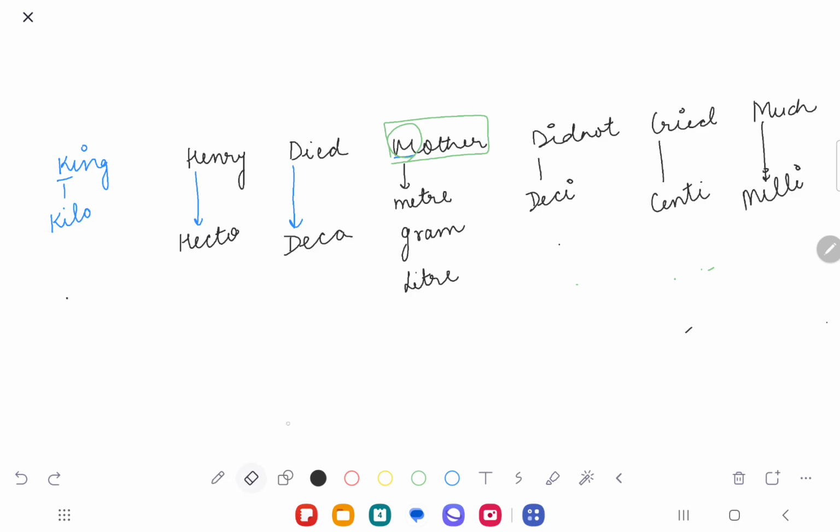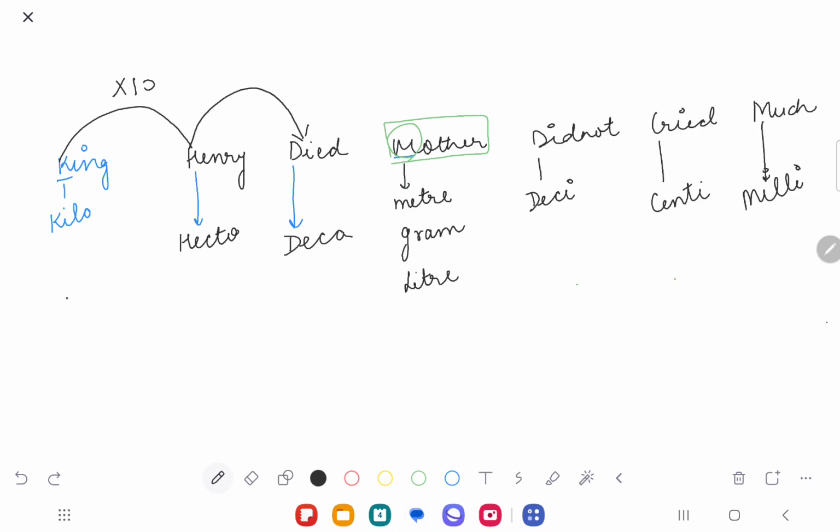So these are my prefixes. Now, if I say, Adam, you have to move from kilo to hecto. If I have to convert from kilo to hecto, you will multiply with one jump, you multiply with 10. When you move forward from kilo to hecto, you multiply with 10.